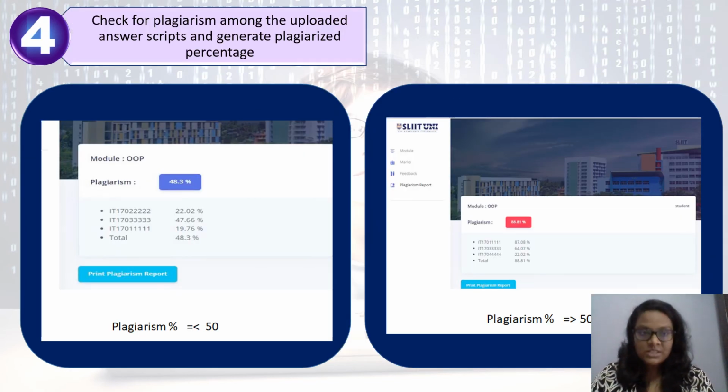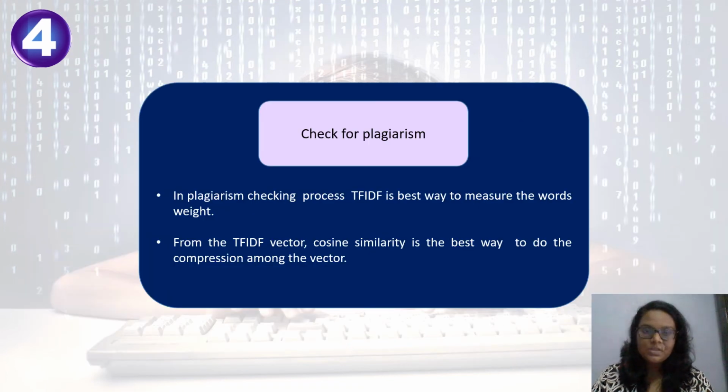Coming to plagiarism, this is how the outputs were when it's less than 50% and when it's greater than 50%. We display the percentage copied from each student separately and the total percentage. When checking for plagiarism, TF-IDF was identified as the best way to measure the weights, and cosine similarity was the best to compare the different objects or words.